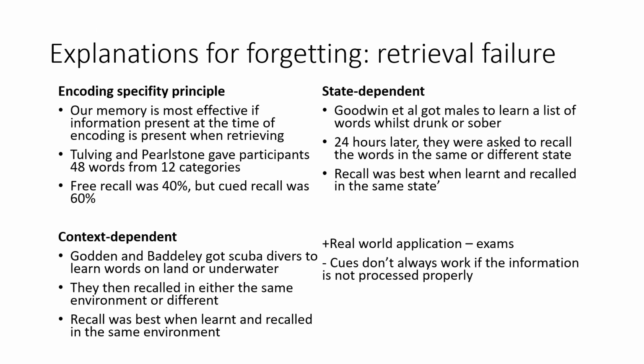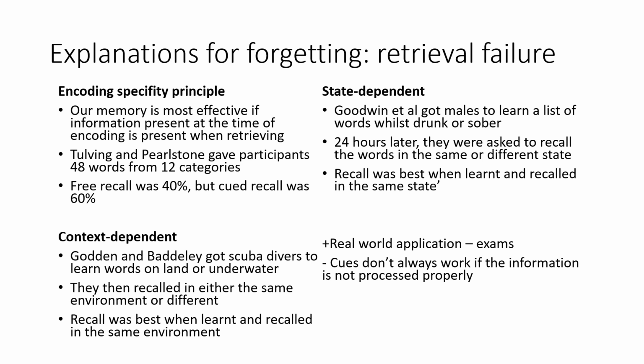Another explanation for forgetting is retrieval failure. So you've got the encoding specificity principle, which suggests our memory is most effective if information present at the time of encoding is present when retrieving. Tulving and Pearlstone gave participants 48 words from 12 categories, and found that free recall, so with no cues or anything, was 40%, but when given a cue to recall the words, it was 60%.